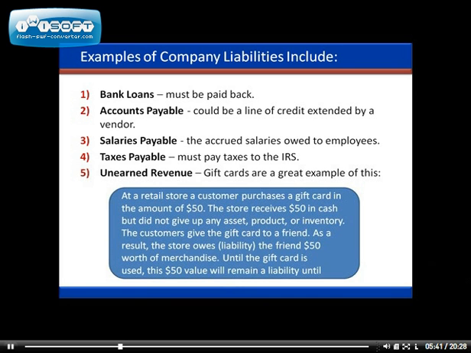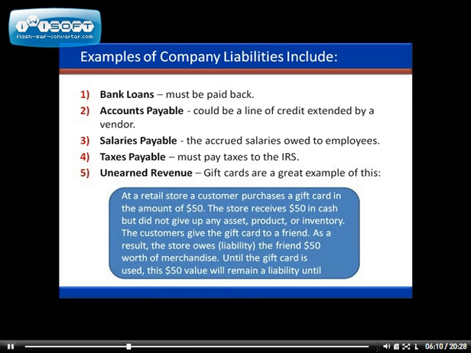People don't realize that when you purchase a store gift card, the company did not gain anything by you purchasing that gift card. They just incurred a liability. Let me explain that for a second. Basically, at a retail store, if a customer purchases a gift card in the amount of $50, the store receives $50 in cash, but they did not give up any asset, product, or inventory.